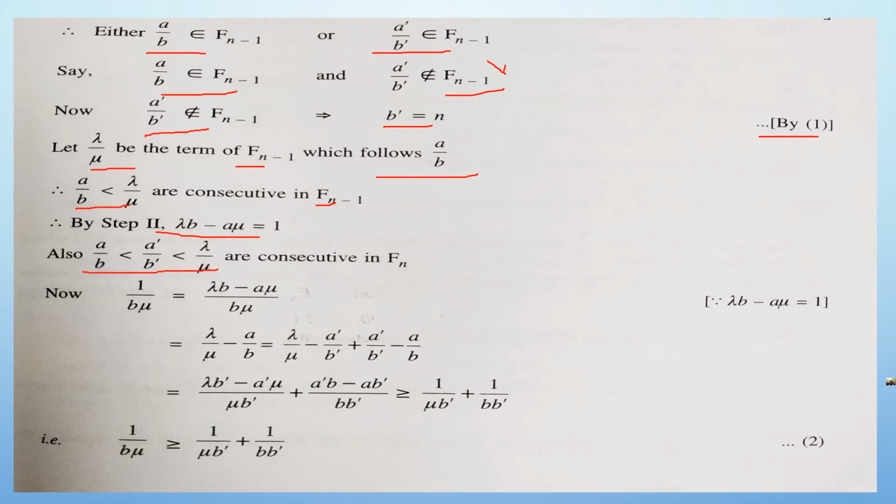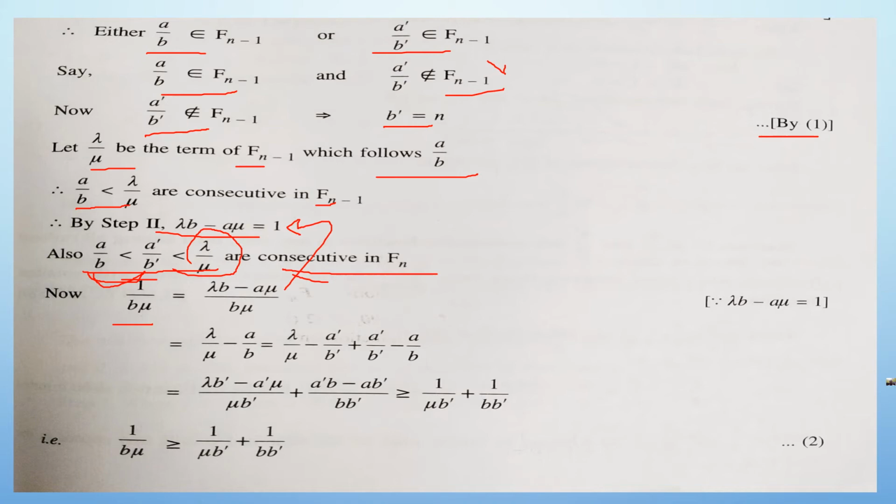Now a dash upon b dash is always greater than or equal to lambda upon nu in the consecutive, since these are the two consecutive fractions. So these are the consecutive fractions in the Fn. Now I can write 1 upon b nu as a lambda b minus a nu upon b nu, because this is 1.